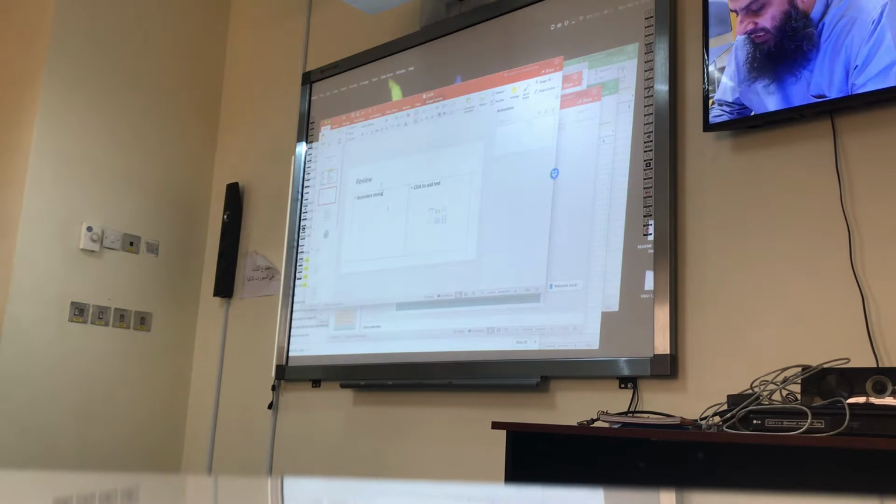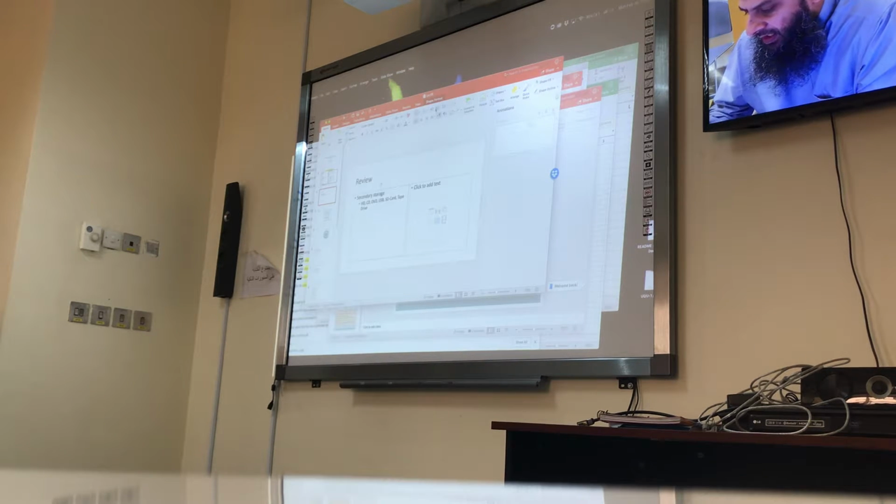Give me an example of secondary storage. USB, CD, DVD, hard disk. Yeah, hard disk, CD, DVD, USB, the SD card, tape drive. These are all examples of secondary storage. Okay. We talked about some important concepts related to the secondary storage.